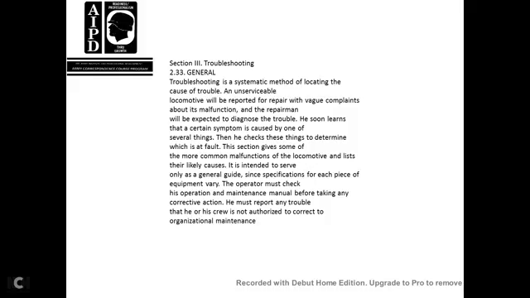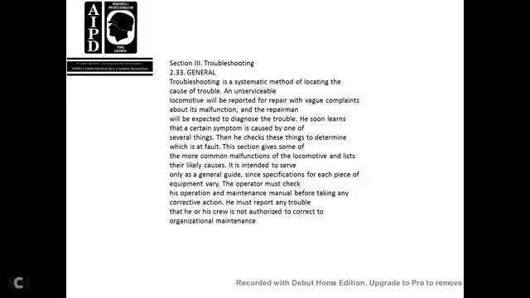All right, we're on Chapter 2, Section 3, Diesel Electric Locomotive course, starting with 2-3-3, General Troubleshooting. The schematic method of locating the cause of the trouble: an unserviceable locomotive is repaired after vague complaints or malfunction. The repairman will be expected to diagnose the problem. He will also soon learn that certain symptoms can be caused by one of several things.